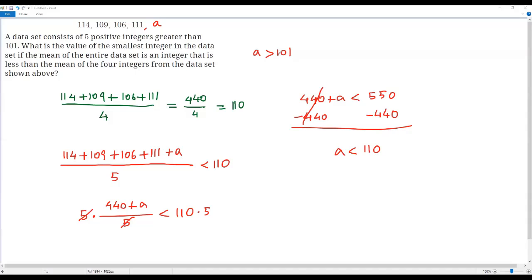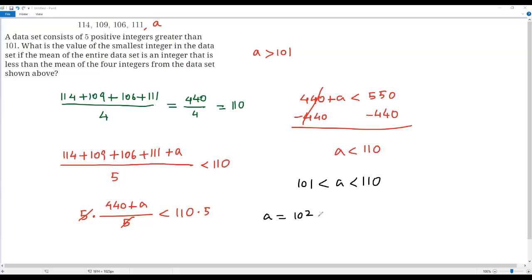But according to the information in the question, the value of A, the fifth positive integer, has to be greater than 101. So what are the possible values for A? Let's write another inequality which combines the condition given in the question and the result we got here. So the value of A has to be between 101 and 110. But we have to find the smallest integer, so now let's list out all the integers in this interval.